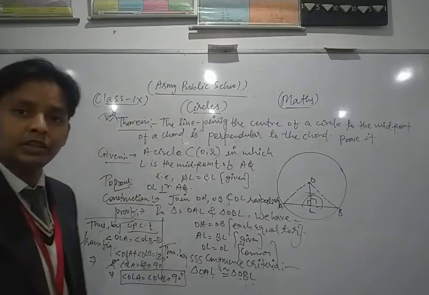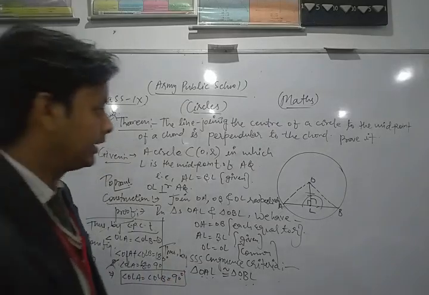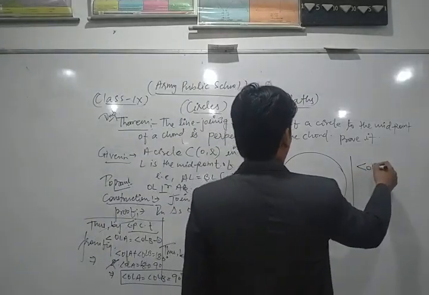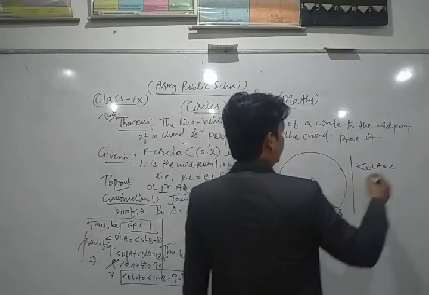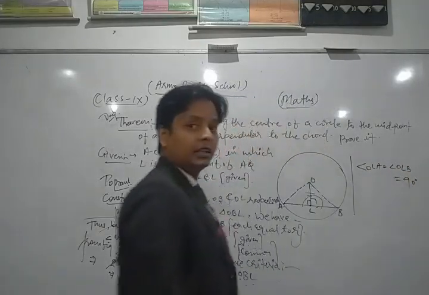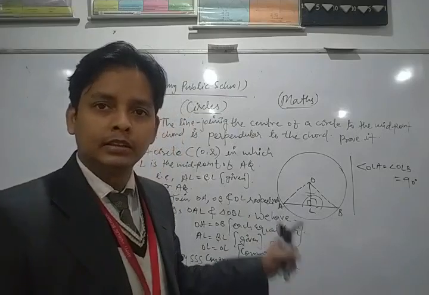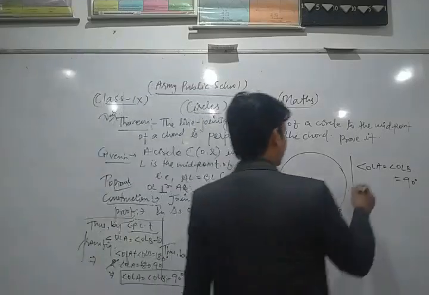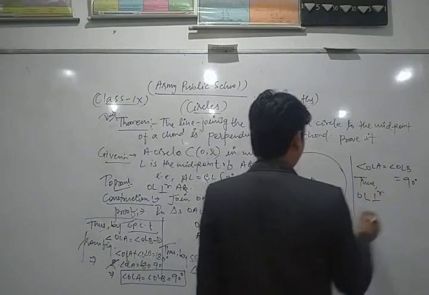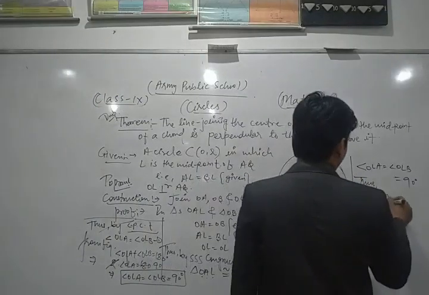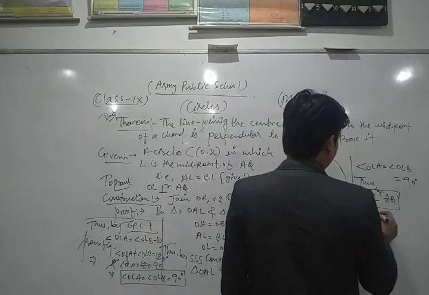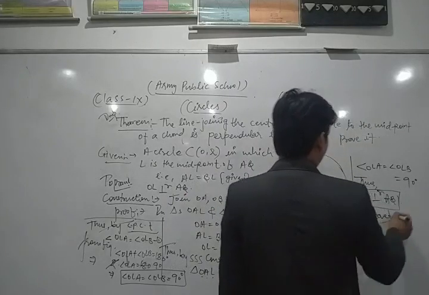Thus, dear students, in this way we have shown that angle OLA is the same as angle OLB, which is equal to 90 degrees. Thus, we can say that OL is perpendicular to AB. OL is perpendicular to AB, hence proved.